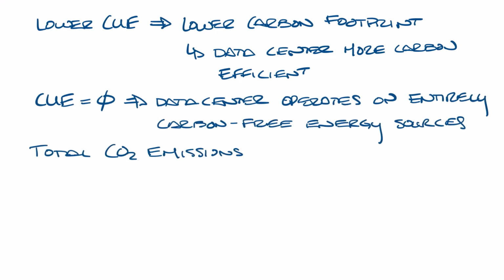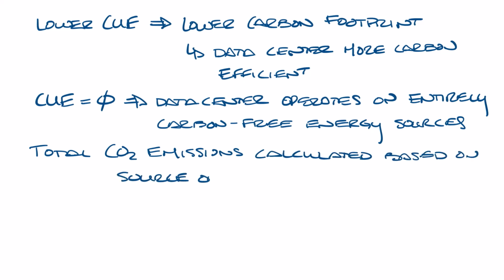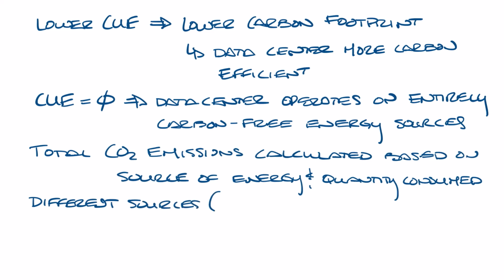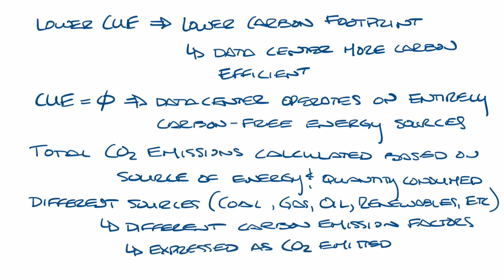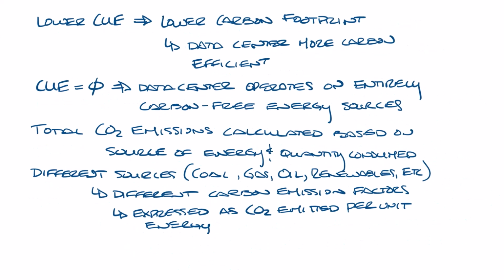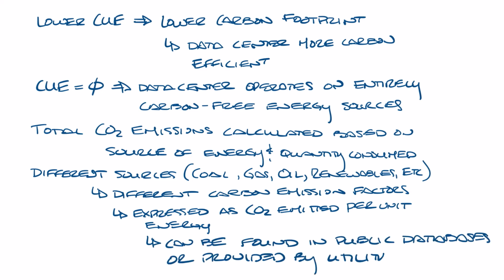The total CO2 emissions are calculated based on the source of energy and the quantity consumed. Different sources of energy, such as coal, gas, oil, or renewables, have different carbon emission factors, which need to be considered when calculating total emissions. These factors are often expressed as the amount of CO2 emitted per unit energy produced and can be found in public databases or provided by utility companies.